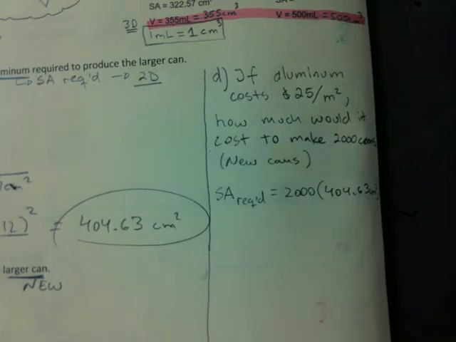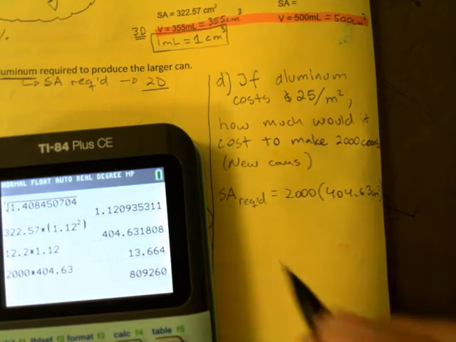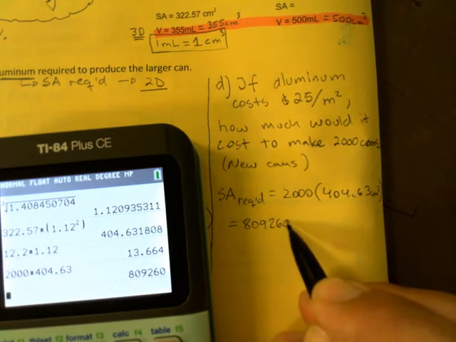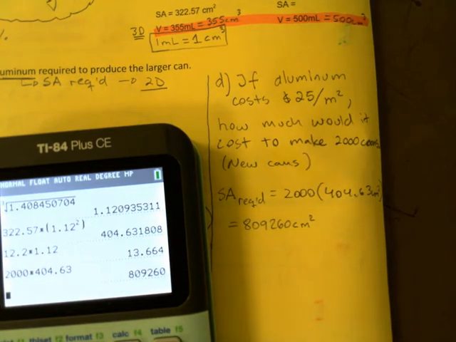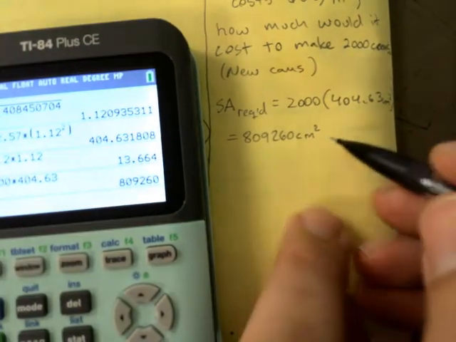So let's do that. 2,000 times 404.63. That is 809,260 what? Centimeters squared that I need, right? Aluminum to make these cans. What's that? You have to convert it to meters, exactly. That's what I meant by this is a loaded question. I'm trying to review what we've already done as well. So yes.